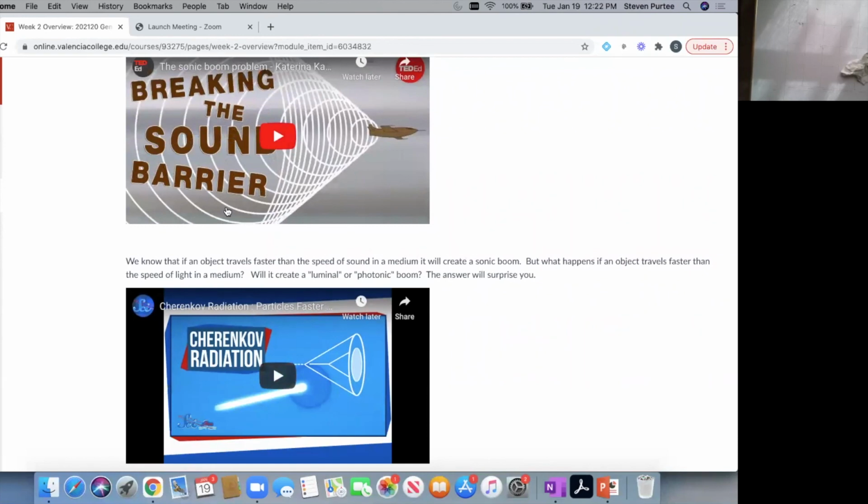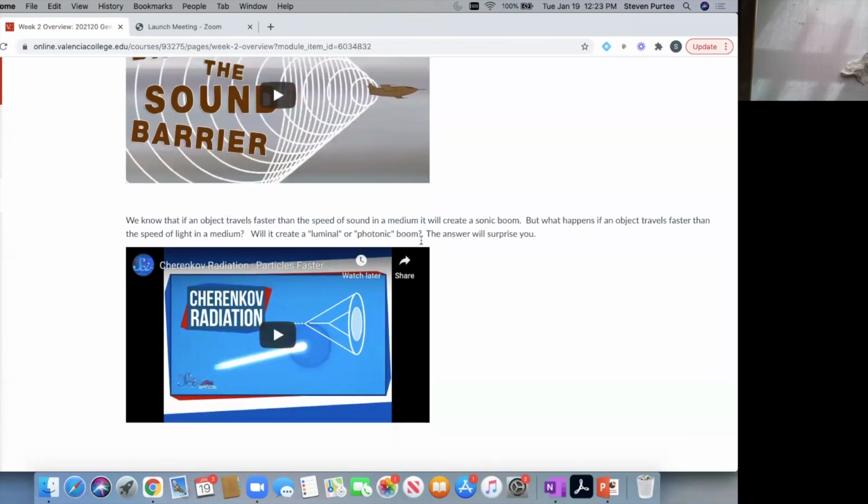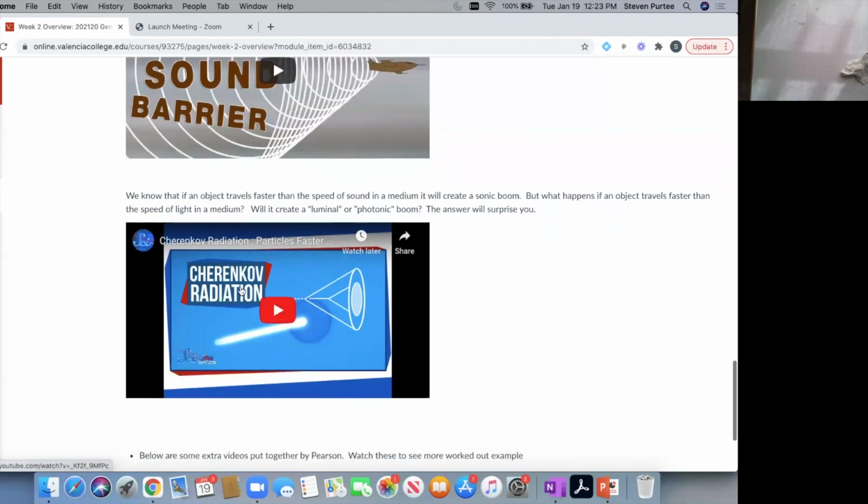Well, what would happen if you would break the light barrier? Would you get a light boom like a sonic boom? And you're saying, but you can't break the light barrier. You can't go faster than the speed of light. Of course you can. You can't go faster than light in a vacuum, but in a material, light moves much slower. Through water, light doesn't move as fast as it does in a vacuum. So in water, it's possible to have particles go faster than the light goes in that medium. And what happens is you get a luminal or photonic boom. It's called Cherenkov radiation. It's pretty cool. And it literally is the light equivalent of breaking the sound barrier. So watch this. It's kind of cool.